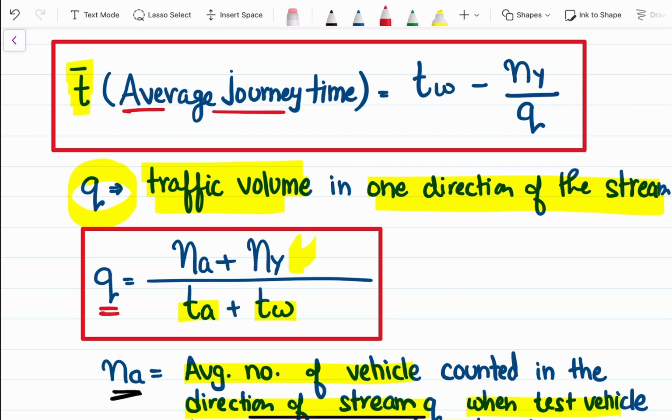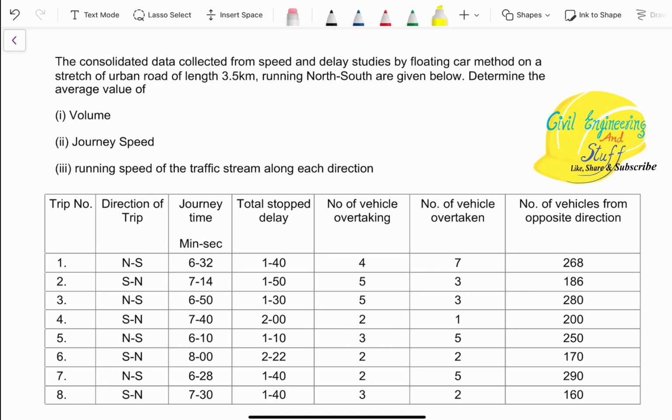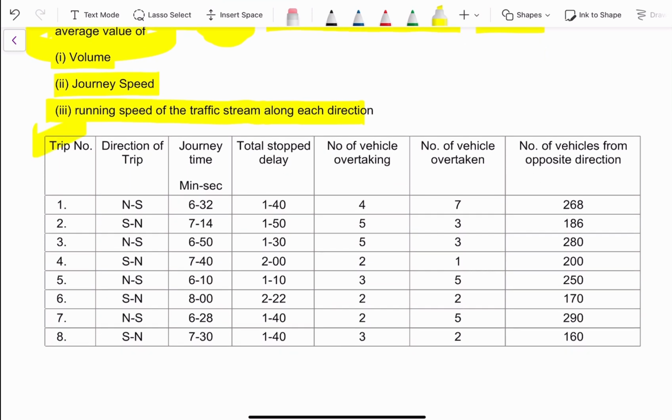So for better understanding, let us do one numerical on this. The question is that the consolidated data collected from a speed and delay study by the floating car method on a stretch of urban road of length 3.5 kilometers running north to south is given below, and we have to determine the average value of traffic volume, the average journey speed, and the average running speed of the traffic stream along each direction. You can see the data is summarized in the table here. We have the trip direction, and in front of that we are given the journey time, the stopped delay time, the number of vehicles overtaking the test vehicle, the number of vehicles overtaken by the test vehicle, and the number of vehicles traveling in the opposite direction. So we have to find these desired parameters.